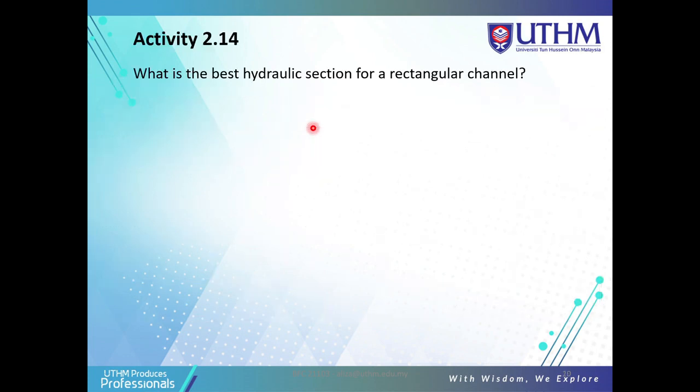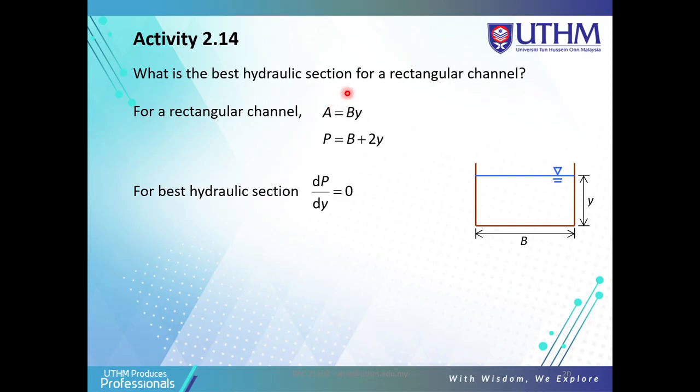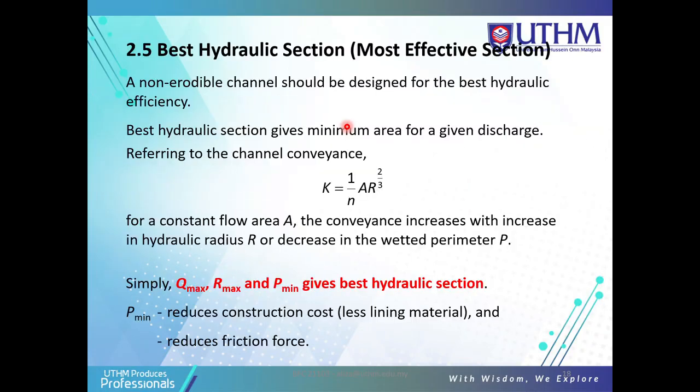Okay, so look at activity 2.14. What is the best hydraulic section for a rectangular channel? For a rectangular channel, we know that A is equal to B times Y, using the equations in topic 1. But for the best hydraulic section, P is minimum, when Q is maximum, R is maximum, and P is minimum.